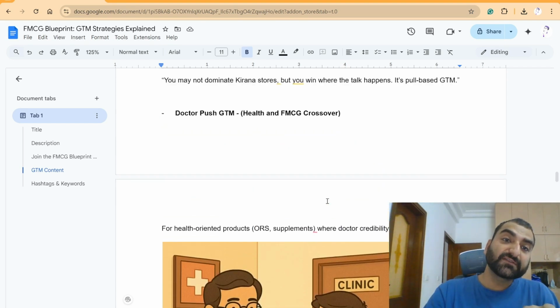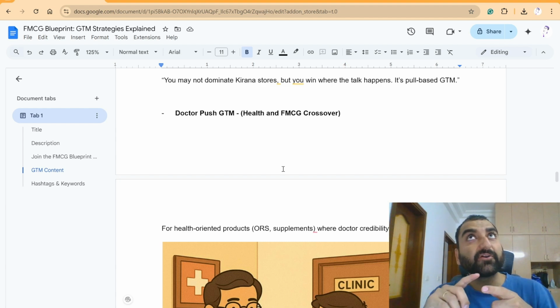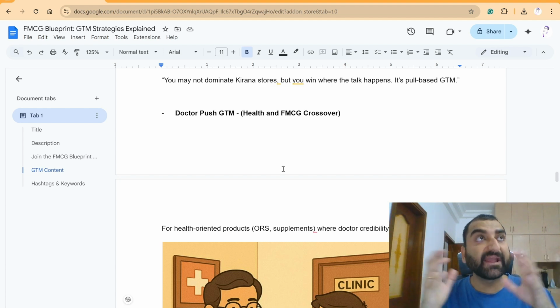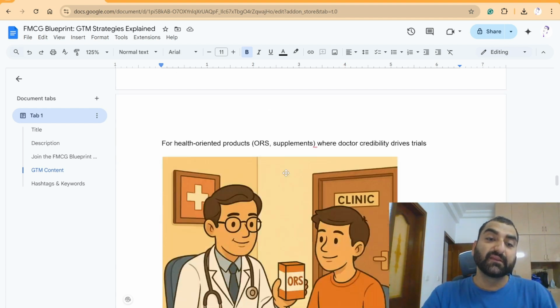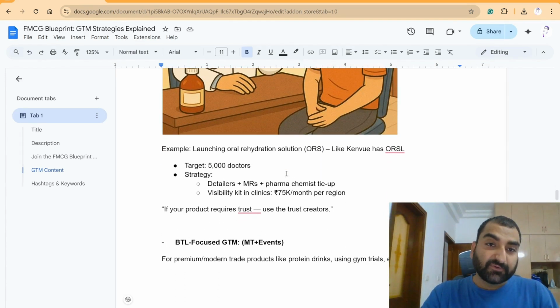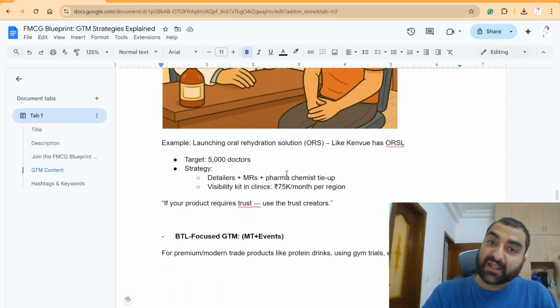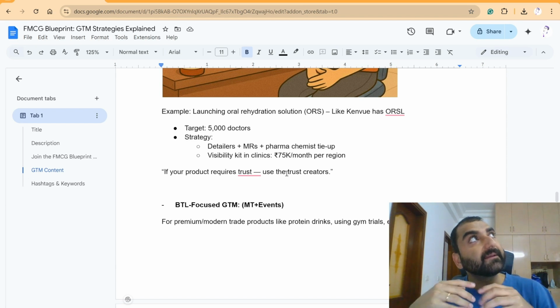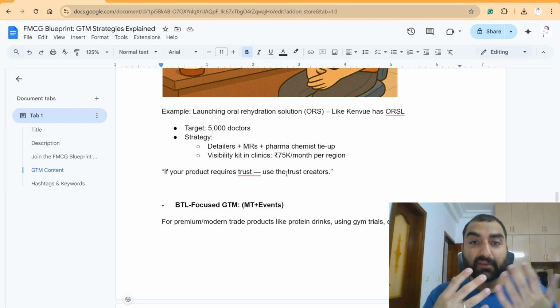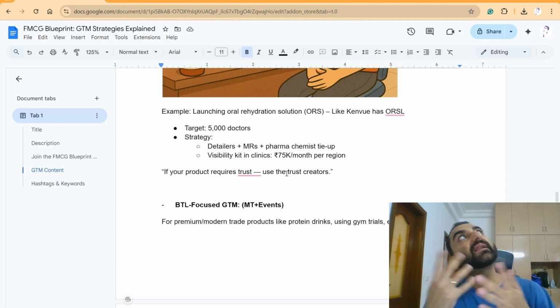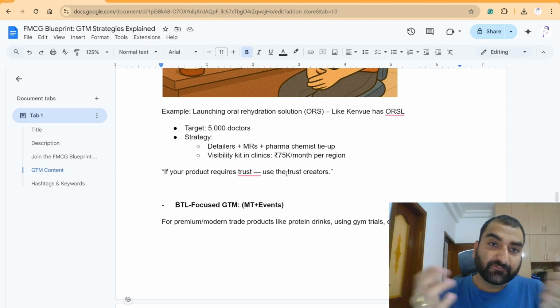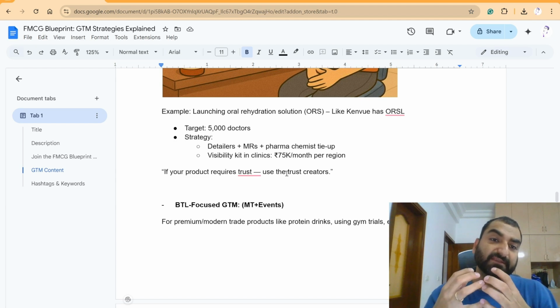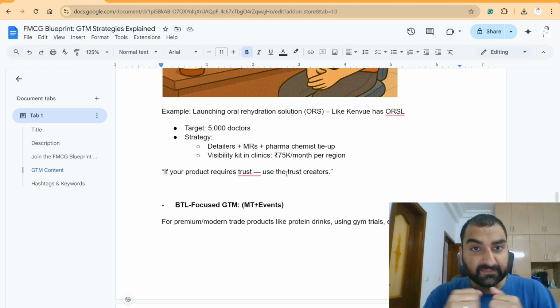So this kind of a distribution model is critical, wherein your brand or your product has a crossover of health and FMCG. So let us try to understand with the oral rehydration solution, like Enview, for example, or SL. Say, for example, I am launching my own ORS solution and I want to target 5 to 10,000 set of doctors. The strategy would be create detailers, right?